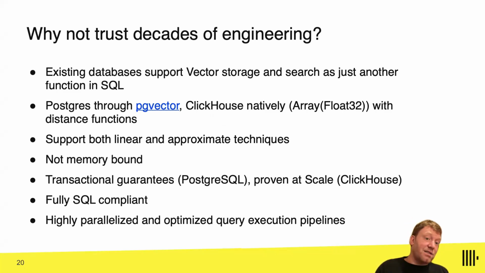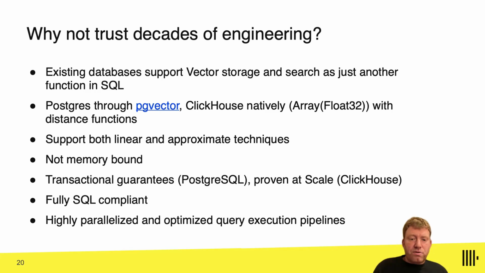Postgres supports this through PG Vector, which is a plugin, and ClickHouse supports it natively, just as an array of floating point numbers with distance functions built in. We support both linear and approximate techniques, so does Postgres. Neither are memory bound. Postgres provides transactional guarantees, and ClickHouse is proven to scale and is able to distribute computation very efficiently. Both are fully SQL compliant.